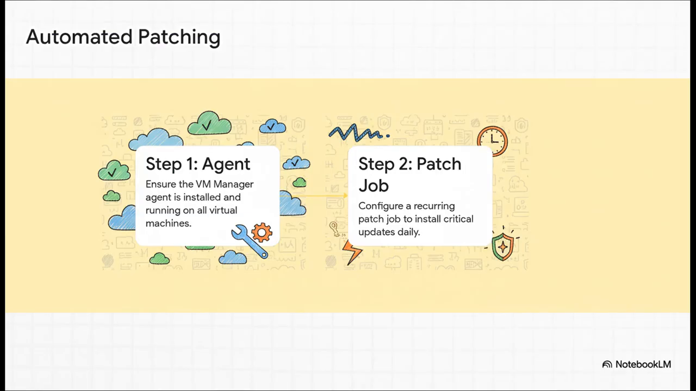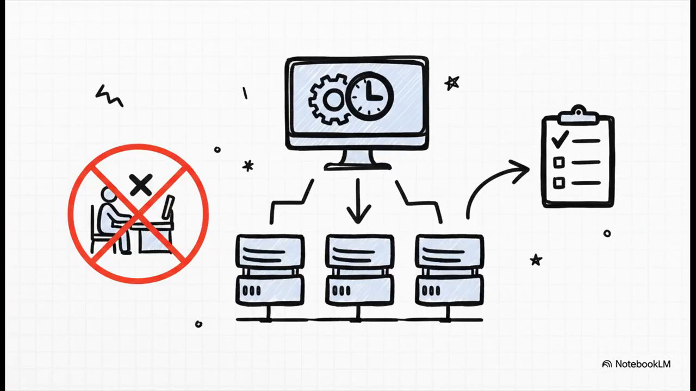And of course, Google Cloud has that system. It's called VM Manager. And the solution is actually beautiful in its simplicity. Step 1, make sure the VM Manager agent is running everywhere. Step 2, from one central place, you set up a recurring patch job. You just tell it, hey, every day, go find all the critical updates and install them. That's it.